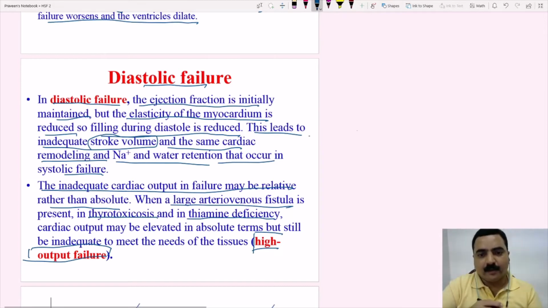Also in thyrotoxicosis or beriberi, what happens? In thyrotoxicosis, the metabolic demand of the tissues is so high because of the increased thyroid hormone. What happens?